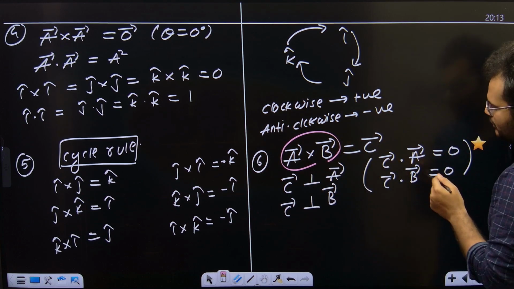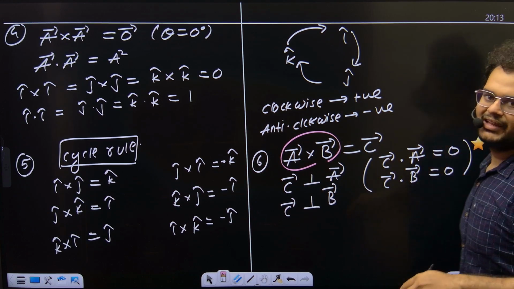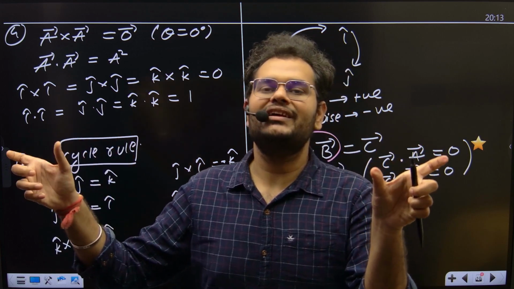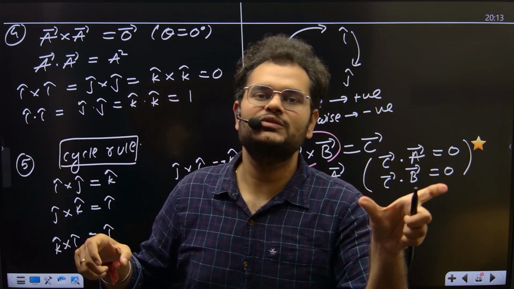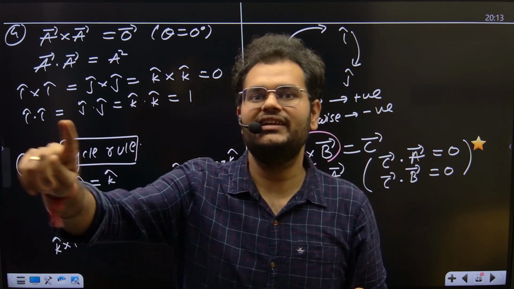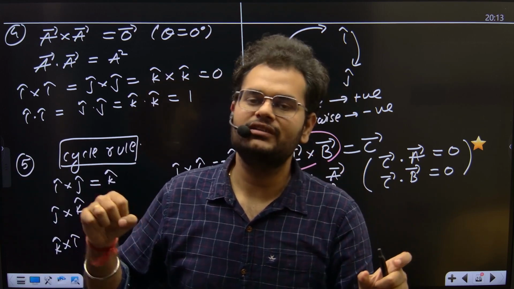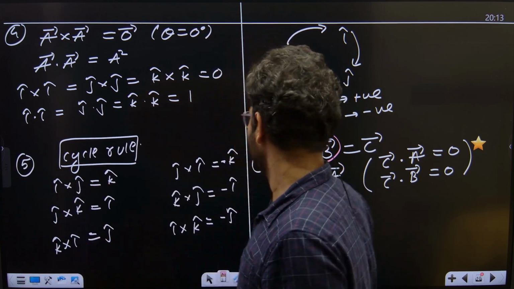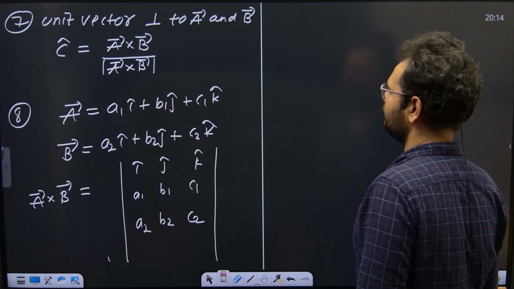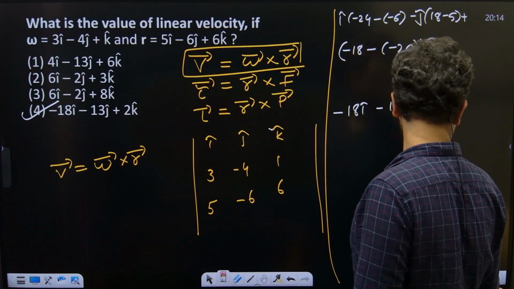So A cross B dot A. A cross B and A vector are perpendicular to each other. A cross B is perpendicular to two vectors, A vector and B vector. So A cross B dot A is 0. A cross B dot B is also 0. Wonderful. Once you get concepts, what remains in this chapter?